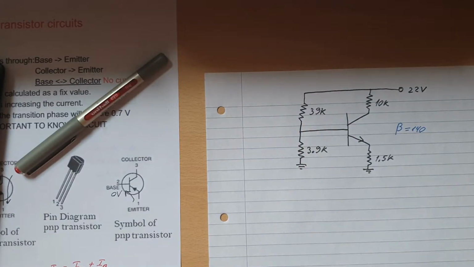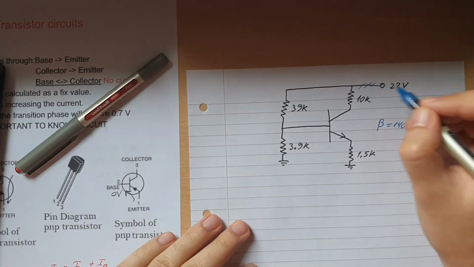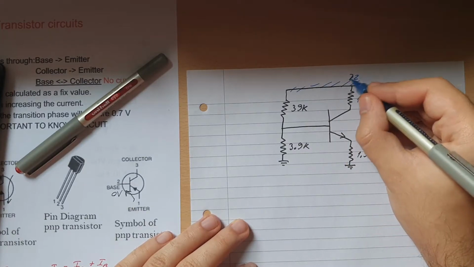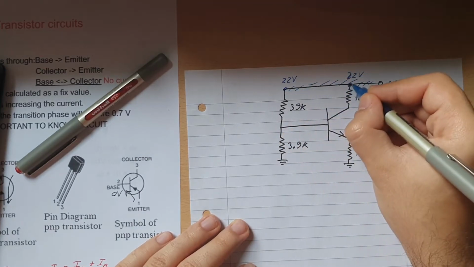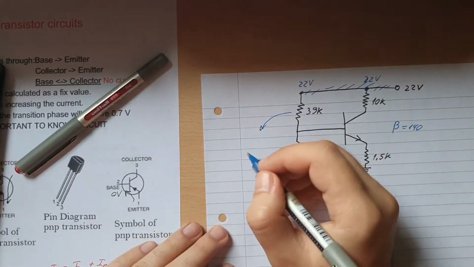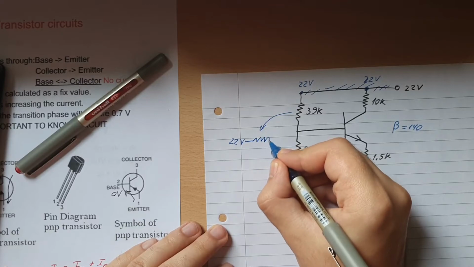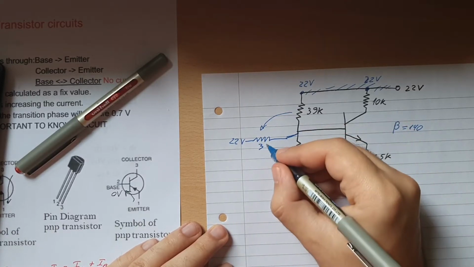Let's get started with the blue one to mark what we know or what we can do. We can cut this off here, and we get 22 volts here and 22 volts at this point here. We just got rid of the wire and can move it downwards. You can see there's 22 volts here, a resistor connected to there, and this resistor will be the 39k.